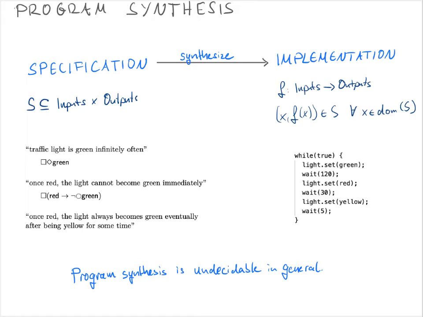Program synthesis is undecidable in general. It depends on the classes of specifications and implementations one considers whether program synthesis is decidable. For example, for LTL specifications, such as I have given here, synthesis is decidable, but if we take more complicated specifications, for example, first-order logic over more complicated input types such as arrays, synthesis becomes undecidable.